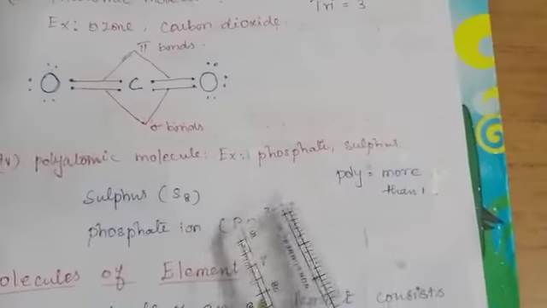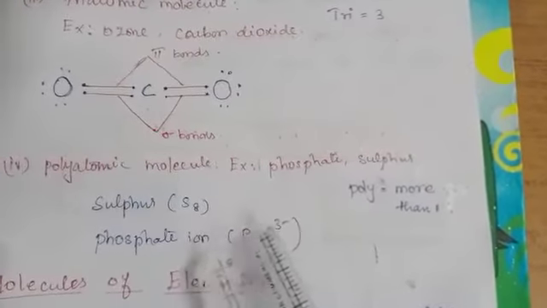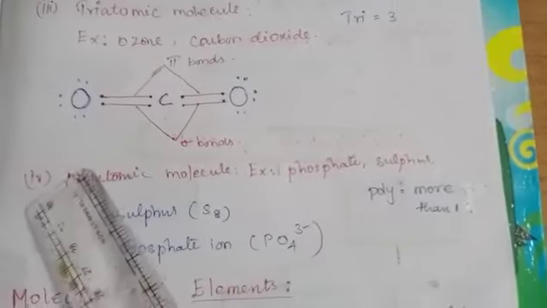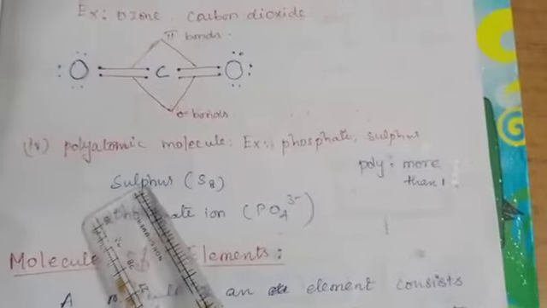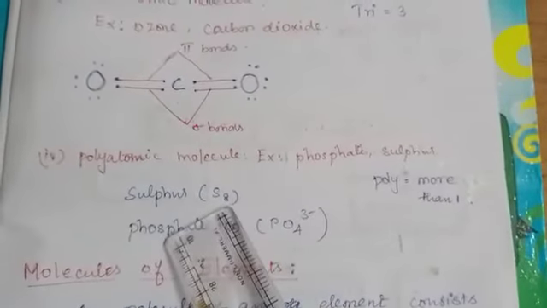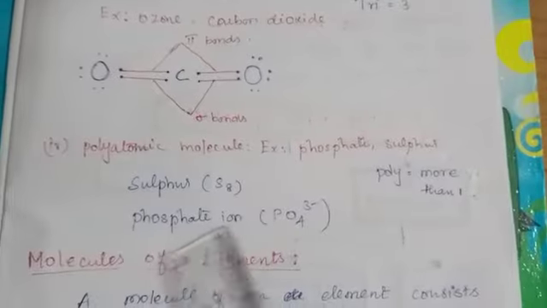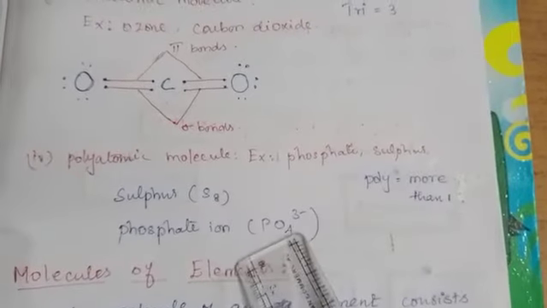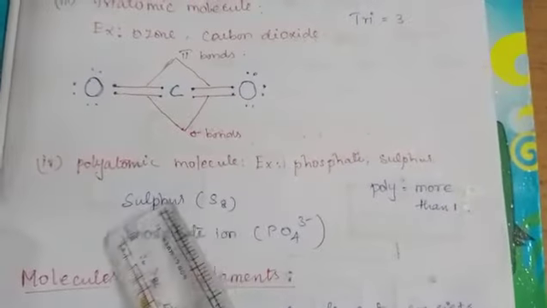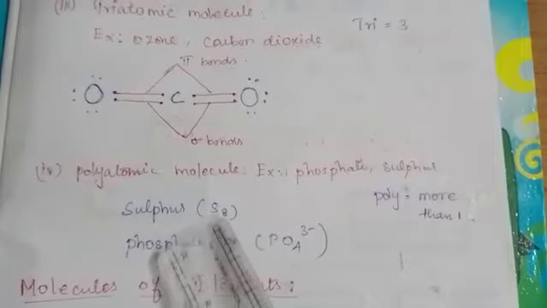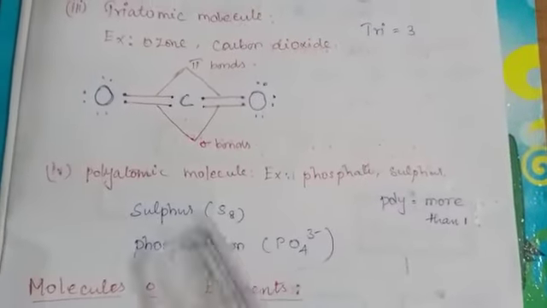Next, polyatomic molecules. A molecule containing more than 3 atoms is known as a polyatomic molecule. Poly means more than 1. Look here. Sulfur has 8 atoms, and the phosphate ion has 4 oxygen atoms. Since these contain more than 1 atom, they are known as polyatomic molecules.